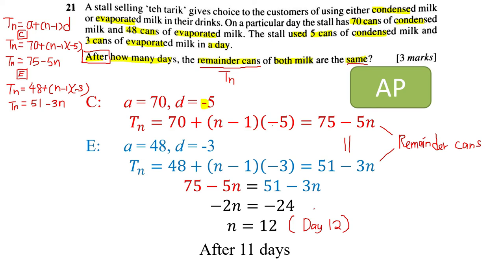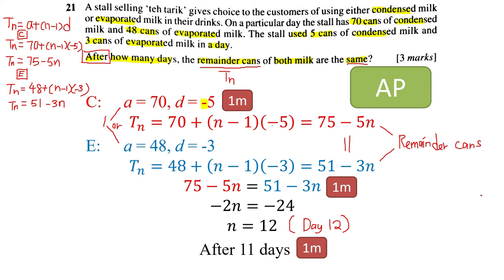Okay. 1 mark is given once you identify your A and D, so it's either from the condensed milk or the evaporated milk. Second mark is given once you compare the Tn. Third mark is given once you get your final answer, after 11 days.